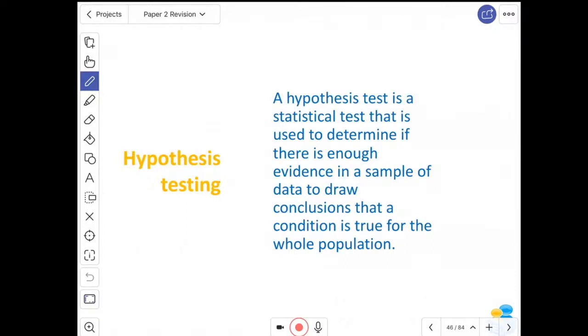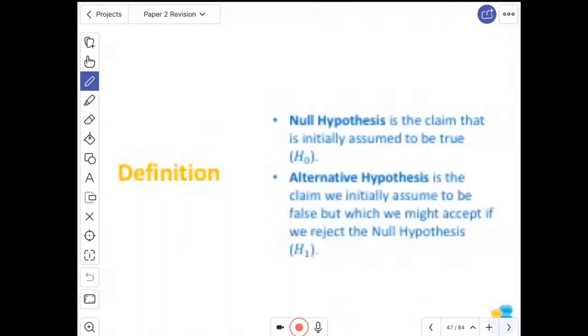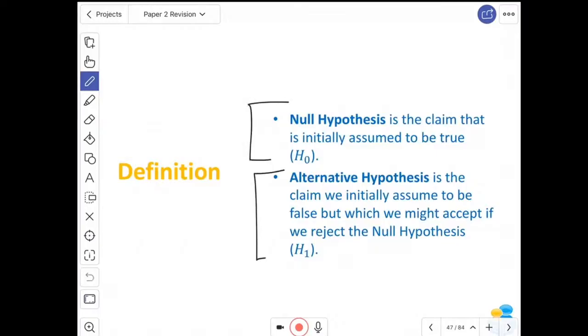When we are asked to run a hypothesis test, you need to remember that we have two things that we need to write down straight away. We've got our null hypothesis and our alternative hypothesis, sometimes called H0 and H1. H0 is the claim that we initially assume to be true, and H1 is the one that we initially assume to be false, but we may accept it if we reject the null hypothesis.